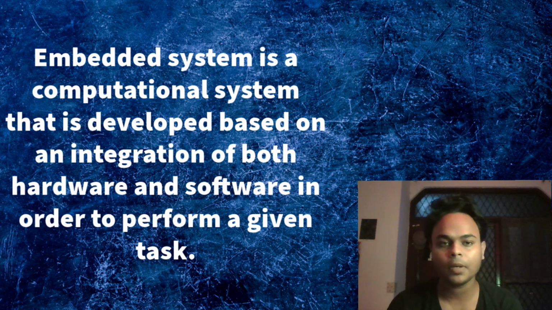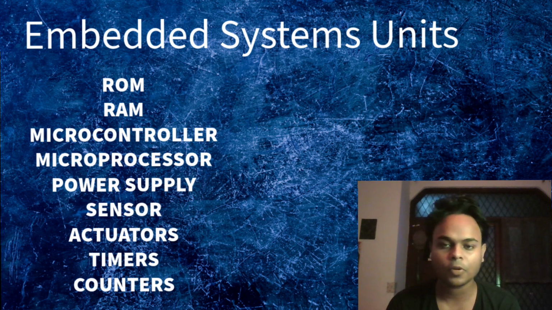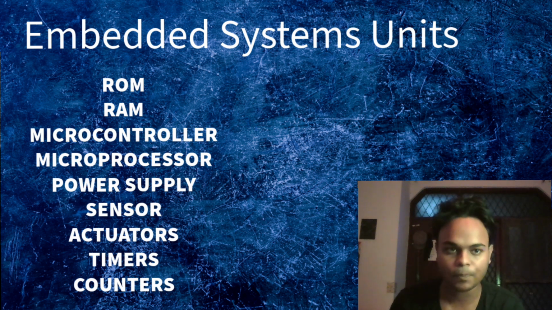At the core of an embedded system is the hardware, usually a microcontroller or a microprocessor. It's the brain of the system. Then there's the software, which is the set of instructions that tells the hardware what to do. Together they form the embedded system.